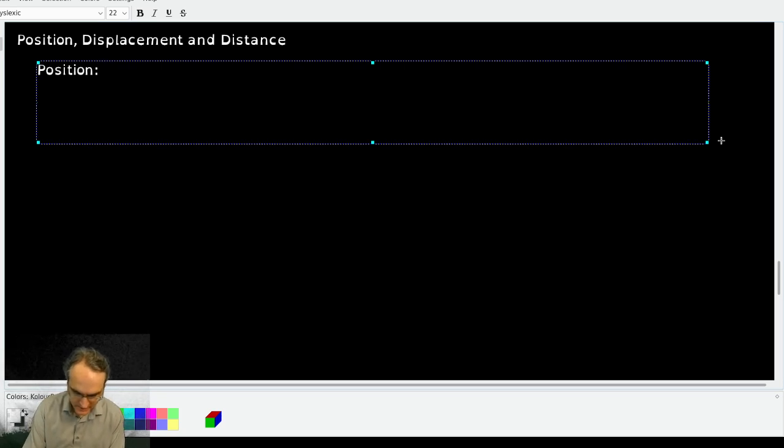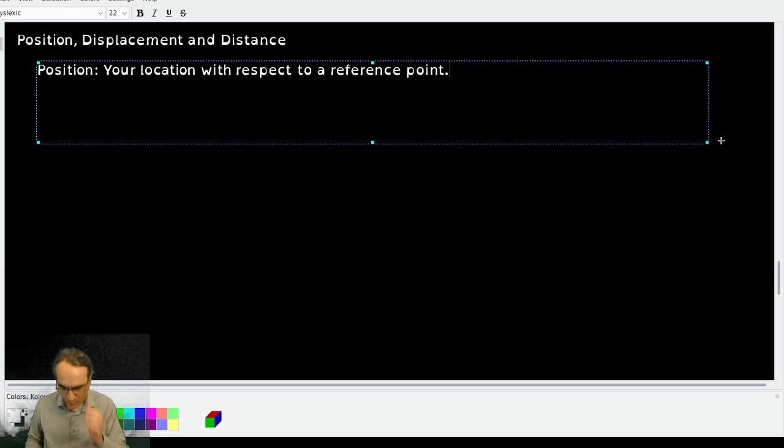Position is your location with respect to a reference point. That reference point can be anything, but it is usually the origin of your coordinate system.